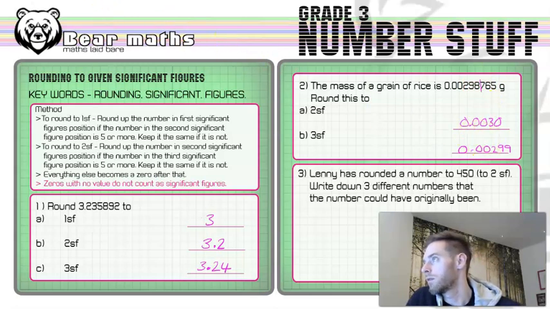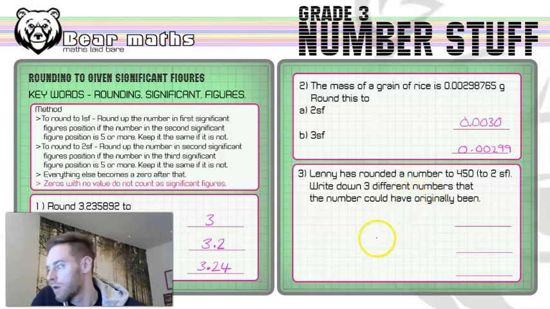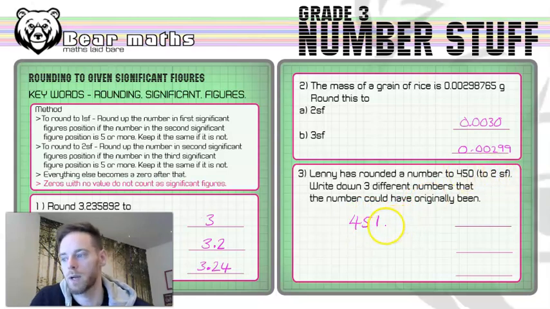Okay, now in the third question, move myself over there. Lenny has rounded a number to 450 to two significant figures. Write down 3 different numbers that the number could have originally been. So what we're doing there is we're looking at the number 450. So 4, 5, and then we're thinking maybe 1 could go after that. Would that number 451 round to two significant figures to 450? So we're working it backwards.